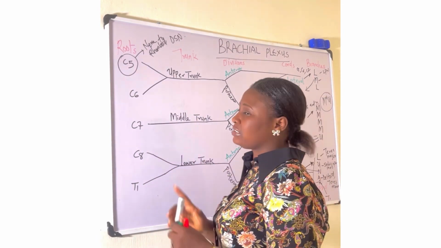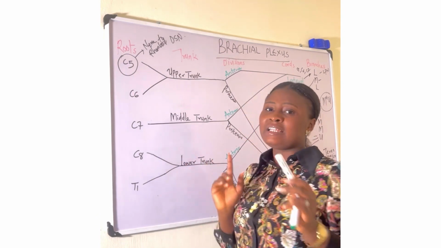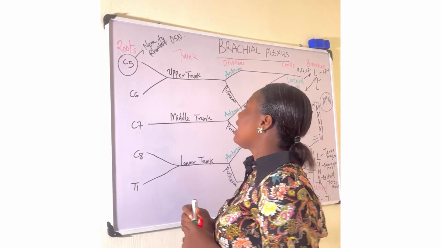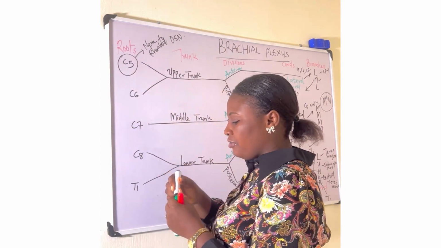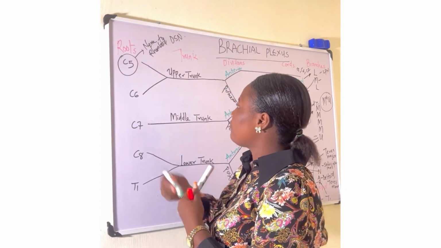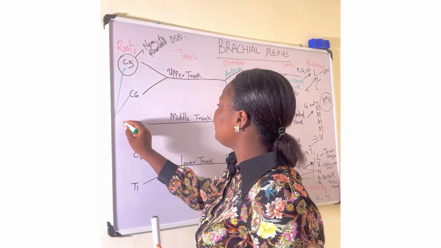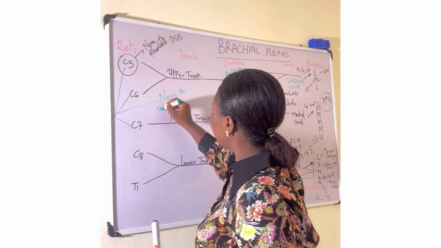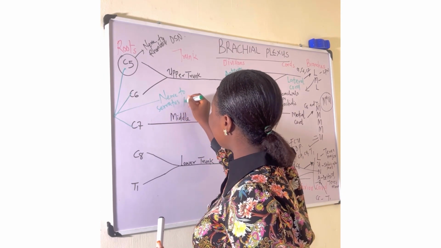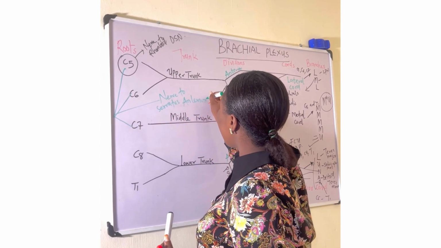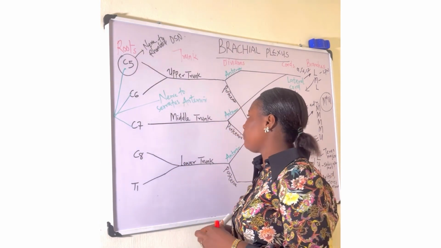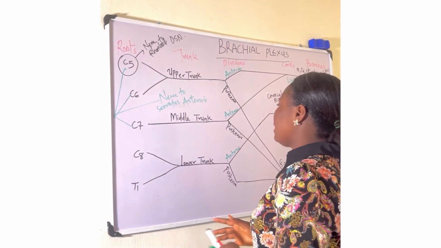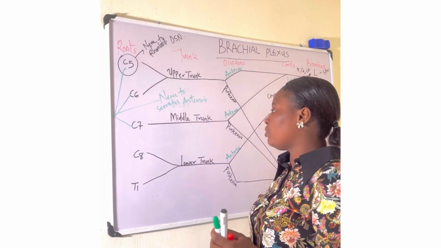Now let's go over to the next one, which is the what? The nerve to the serratus anterior, or we can call it the long thoracic nerve. So the nerve to the serratus anterior is coming from what? C5, C6, and C7. And as the name implies, it definitely supplies the serratus anterior muscle. Okay, this muscle is seen on the costal aspect of the scapula. An injury to this nerve causes winging of the scapula.